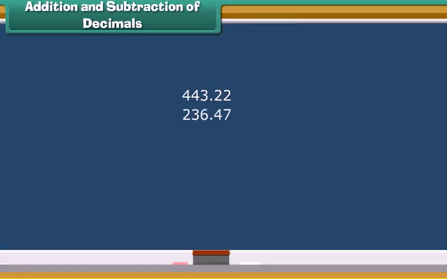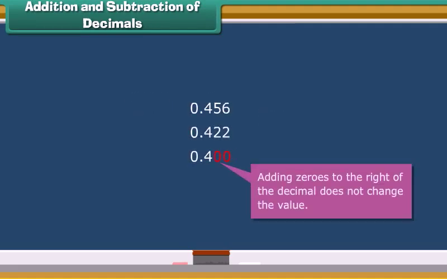Decimals are easy to add or subtract just like whole numbers. For this purpose, you have to line up the decimals first. See, it's easy. Also, decimal numbers are easier to compare. Just add zeros at the end of the shorter number to make the numbers the same length. And you can tell right away which number is bigger. Remember, adding zeros to the right of the decimal does not change the value.